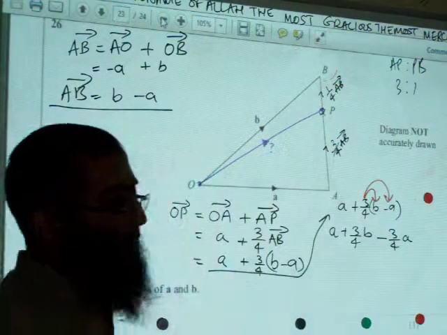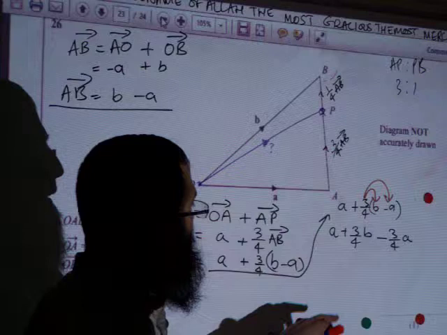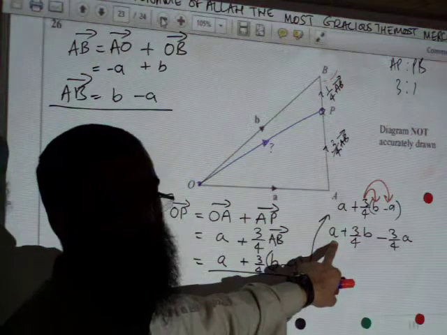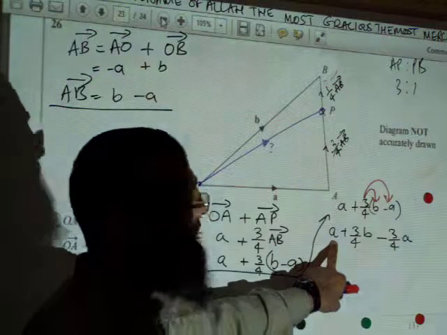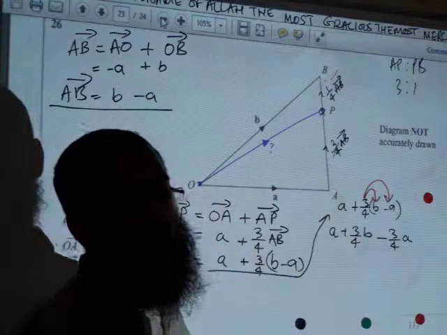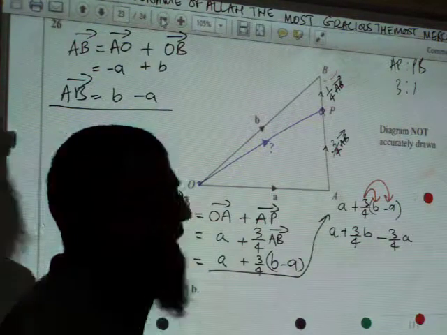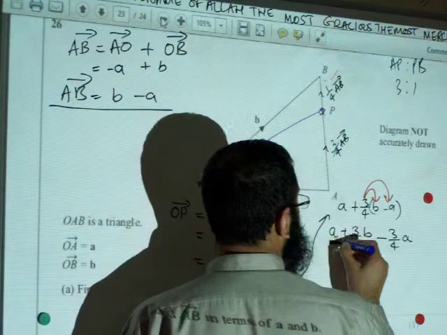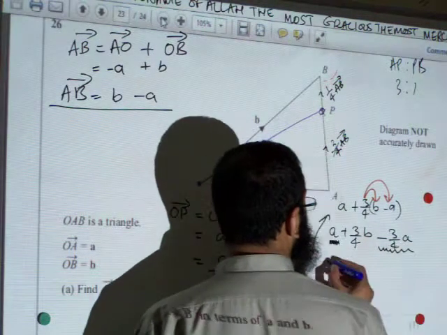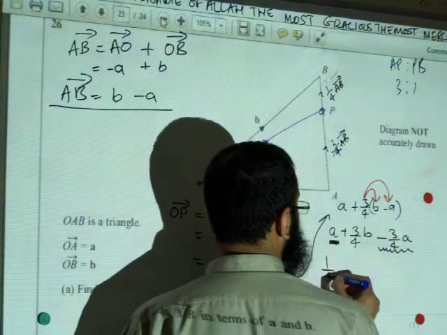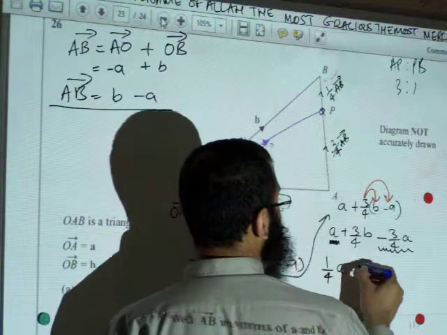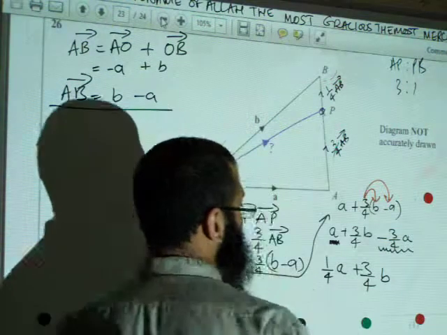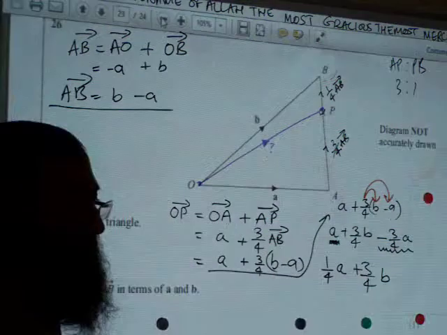Now, we need to simplify. So I have 1A. 1A is made of how many quarters? 4. I have 4 quarters in there and I take away 3/4. So how many quarters do I have left over? 1. So this part here and this part here gives you a quarter of A, and that part stays as it is. Okay, happy with that?